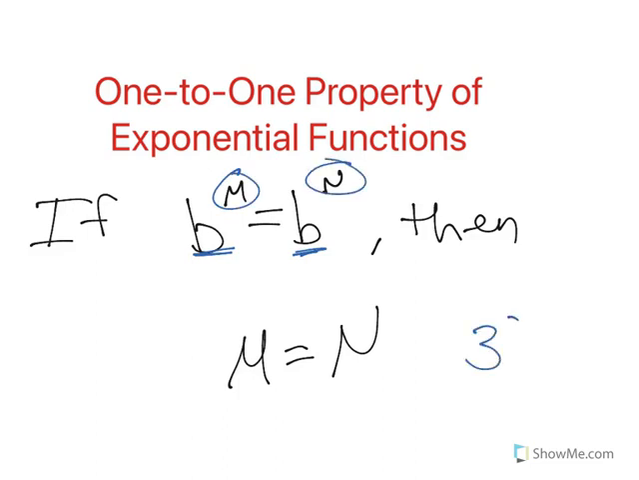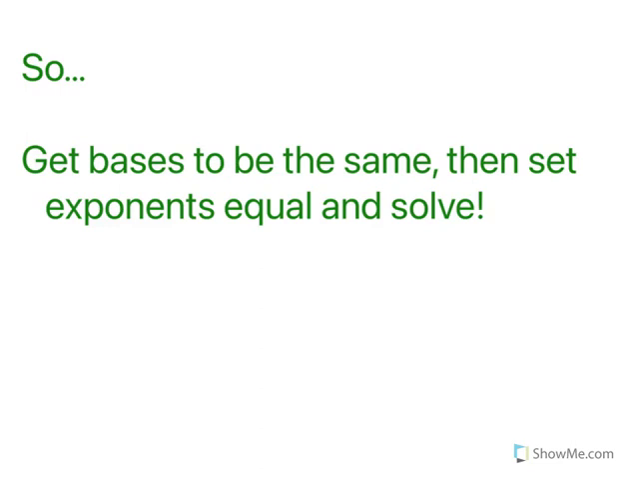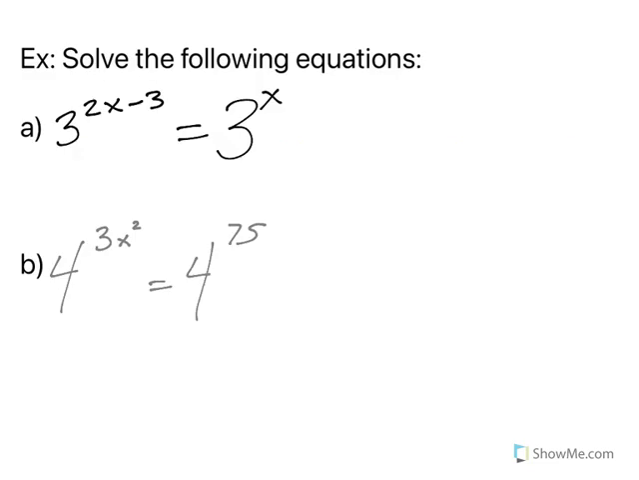If the bases are the same, then the exponents have to be the same. That's like saying if I have 3 to the x equals 3 to the 8th, well, that makes sense. That means x must be 8. That's what the one-to-one property of exponential functions means. Let's do it. Okay, so we're going to get the bases to be the same. Then we're going to set the exponents equal and solve the equation, right?